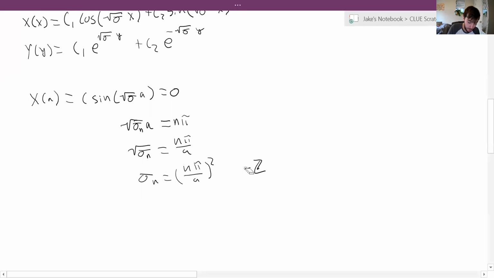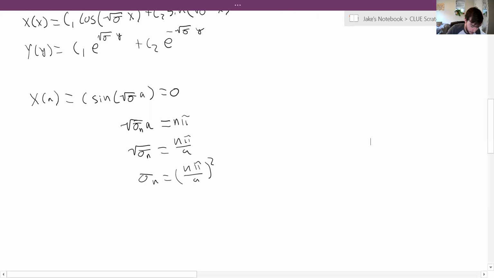This will hold, but it will obviously give us a different sigma. Like if this is 0, then sigma equals 0. If this is 1, then sigma equals pi squared over a squared, right? 2, 4 pi squared over a squared. You can see where this is going. So we get different sigmas, but they're all solutions to this right here. They all work. So that's really cool.